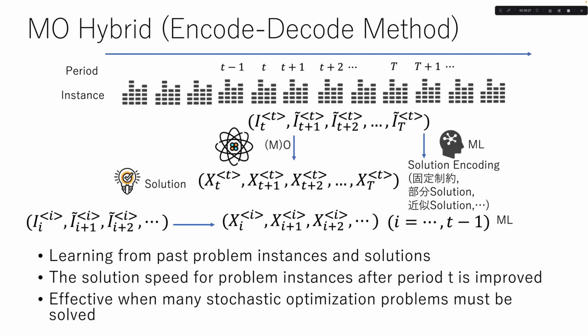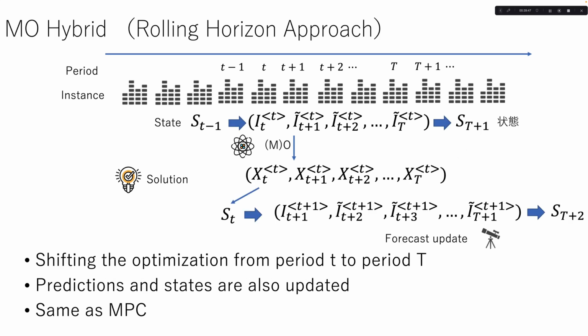The fifth component is speed enhancement through the Encode-Decode method. By learning from past problem instances and solutions, the solution speed for problem instances after period t is improved. Applying the Encode-Decode method is effective when many stochastic optimization problems must be solved to estimate the value function. The sixth component is the rolling horizon approach. This involves shifting the optimization from period t to period t sequentially.